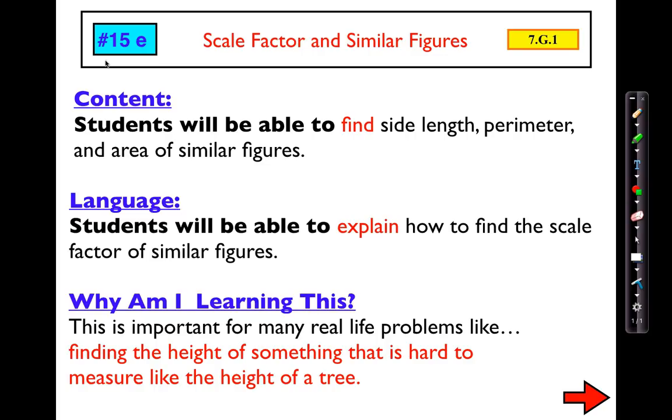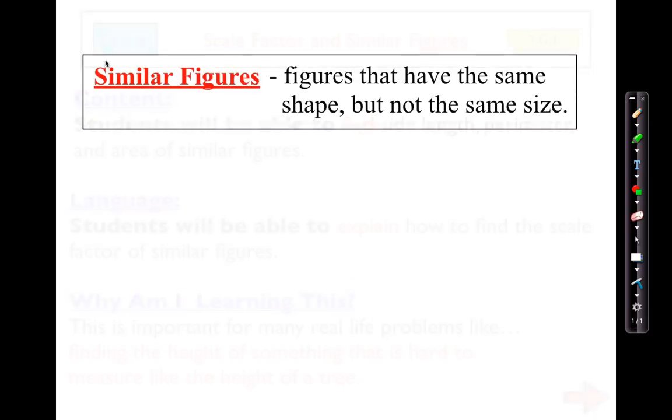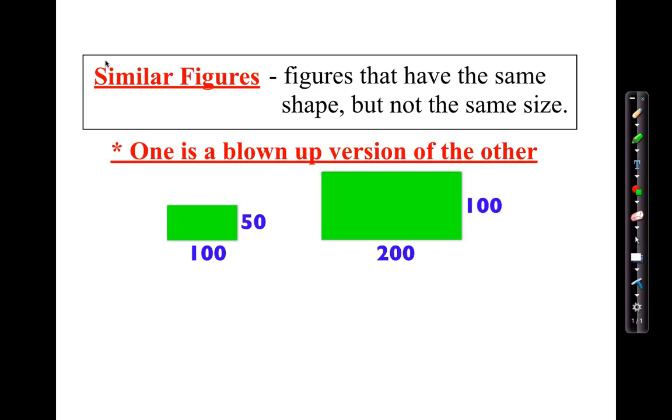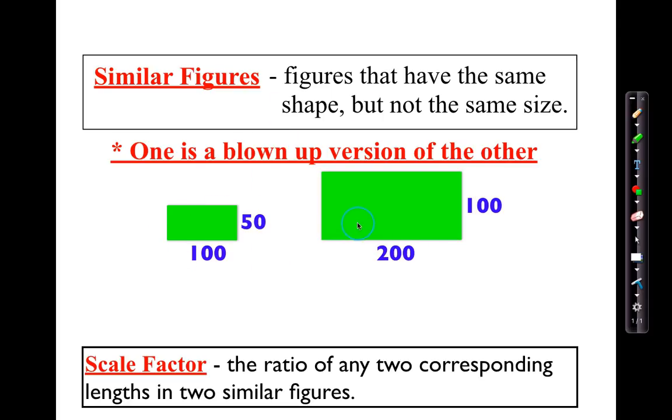Well, it's important for many real-life examples, such as finding the height of something that's difficult to measure, like the height of a tree. So what are similar figures? Well, they're figures that have the same shape but not the same size. So you can think of it as one being a blown up version of the other. So let's take a look at these two. These shapes are identical. However, one is a bigger version of the other. Okay, so these are similar figures.